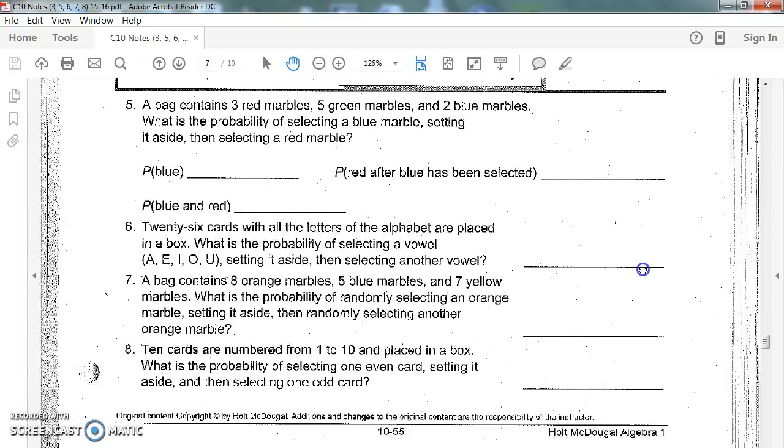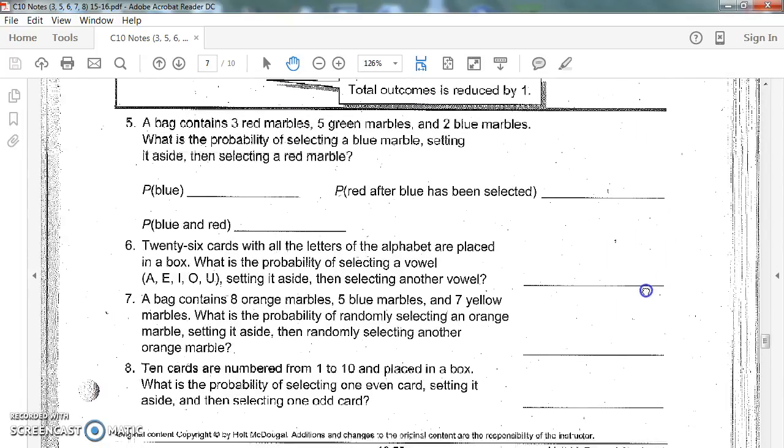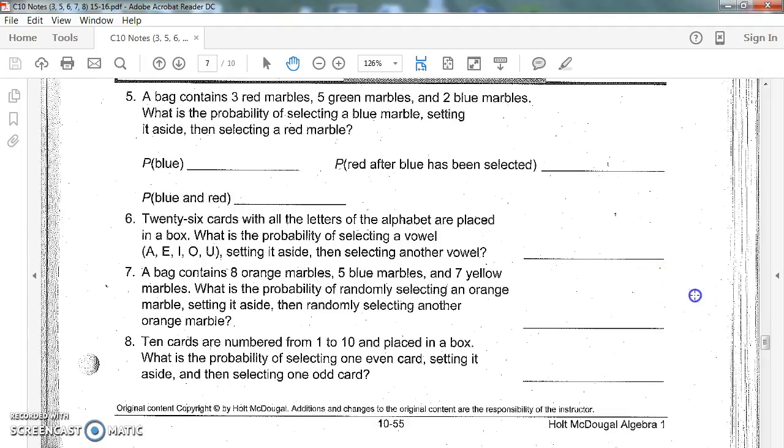So let's work through these examples that are at the bottom of this page. Number 5, a bag contains 3 red marbles, 5 green marbles, and 2 blue marbles. 3 plus 5 plus 2 means 10 marbles altogether. What is the probability of selecting a blue marble, setting it aside, then selecting a red marble? That's where the difference is from the work that we did on the page before this. This time we're setting it aside rather than replacing it into the bag.